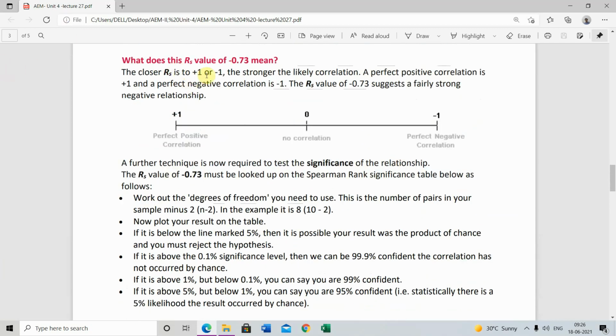What does this rs value of minus 0.73 mean? The closer rs is to plus 1 or minus 1, the stronger the likely correlation. A perfect positive correlation is plus 1, perfect negative correlation is minus 1. The rs value of minus 0.73 suggests a fairly strong negative relationship.